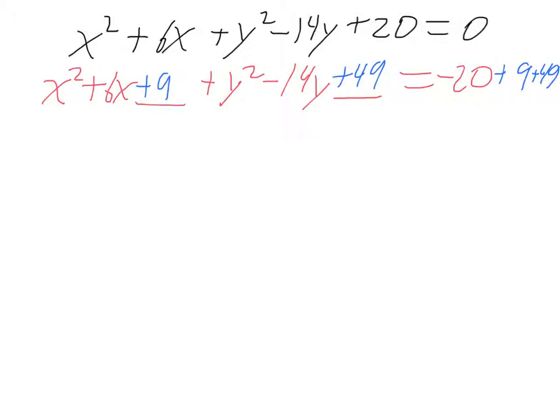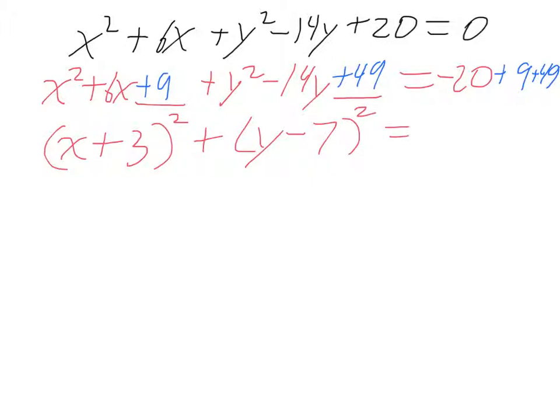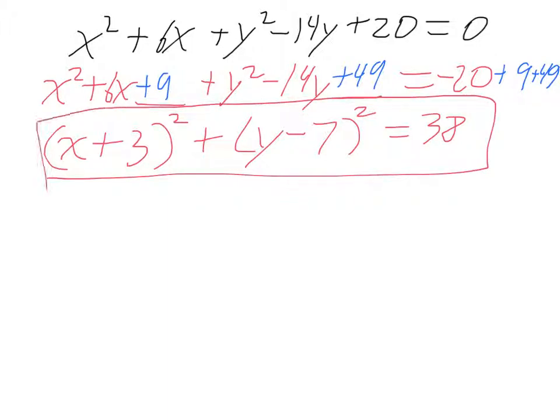So now let's look at what we have on the left. This becomes x plus, and remember that what goes here is just b over 2 before you squared it, so that's (x plus 3) squared. And then the y part, same thing. The b over 2 was negative 7, so that's (y minus 7) squared, equals whatever this works out to be. So let's see, that's 58 minus 20, so that's 38. And just like that, we've written this equation in standard form. I know its center is at (negative 3, 7), and its radius is the square root of 38.